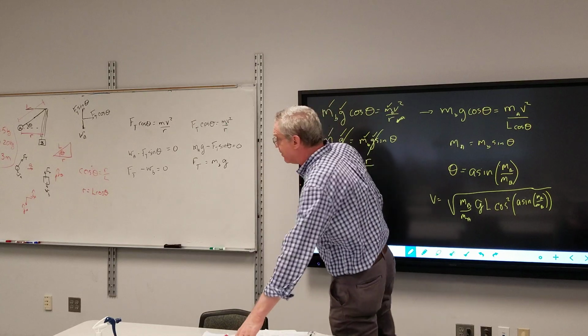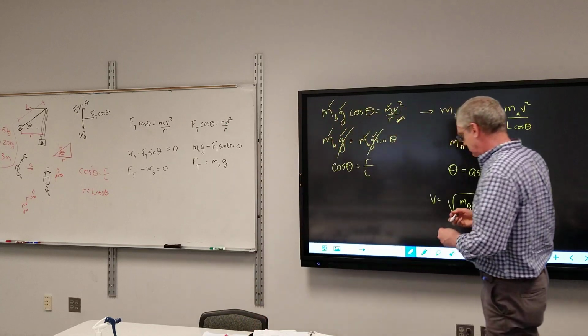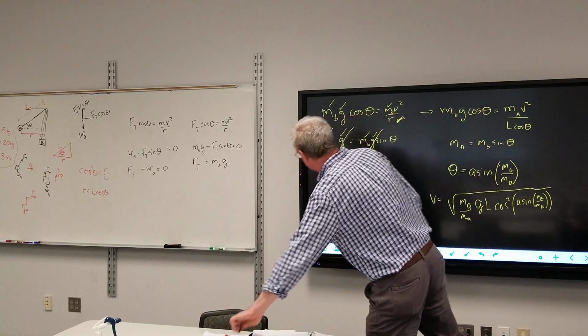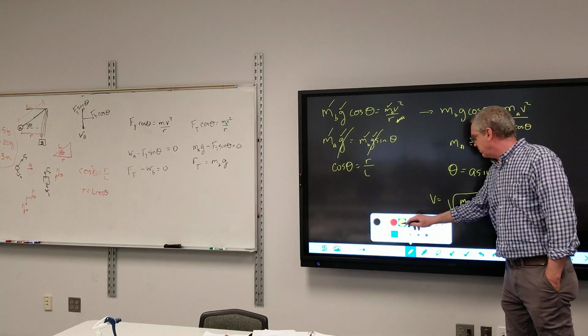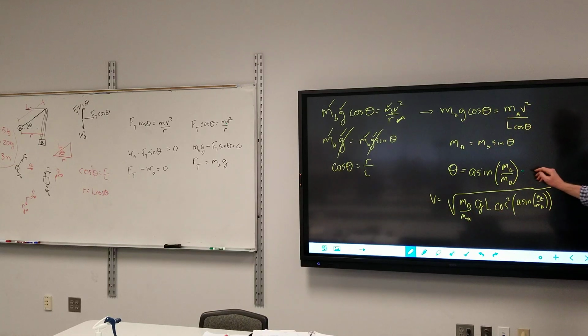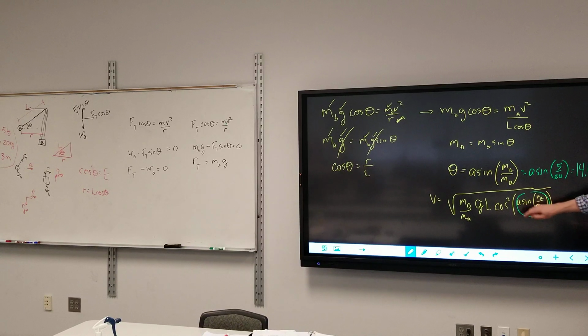So we can figure out the angle from that. I probably don't want to use that on the electronic board. So my angle is the arc sine of mass A over mass B, so that puts us at equal to the arc sine of 5 over 20, which is 14.48 degrees. Okay. So that's our angle right there.